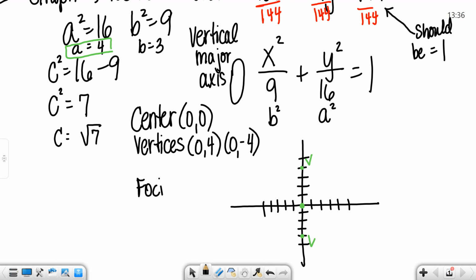My foci are on the major axis, and my c value is the square root of 7, which is about 2.6. Don't really need that written on my paper, but if it helps you with graphing. So I'm going to go 2.6 up. Let me go back to, I'll use this color. And then I'll go 2.6 down from my center. Okay, not stressing about where that's located. It's about 2.6. And those are my foci.